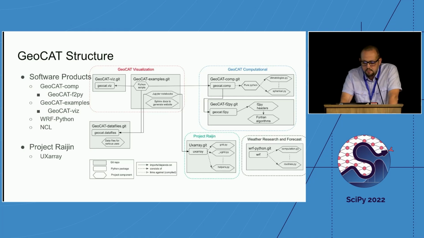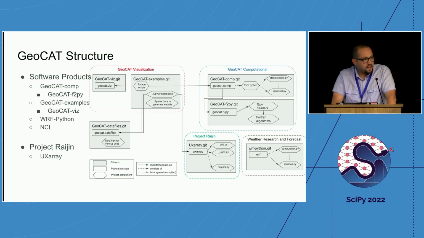On the left-hand side of the diagram, we can see the visualization tools, which are GeoCAT examples and GeoCAT Viz. GeoCAT Viz is kind of an interface to introduce higher level implementations on top of built-in Matplotlib and Cartopy projection packages. In addition, it also introduces some convenience functions to make NCL-like publication-ready plottings, as we will have a look soon. GeoCAT examples is housing plotting scripts, which I will also detail in the coming slides.